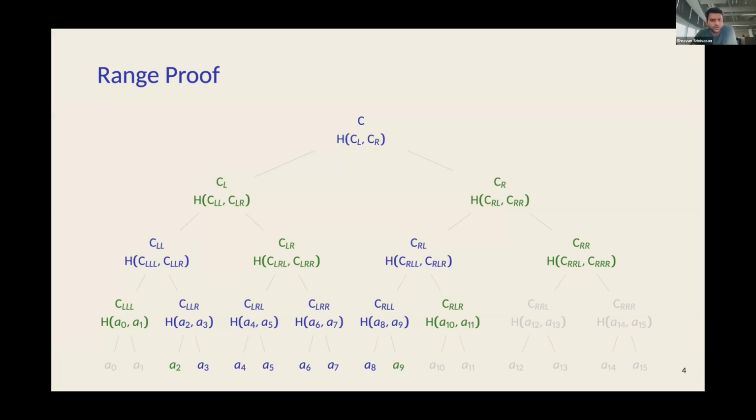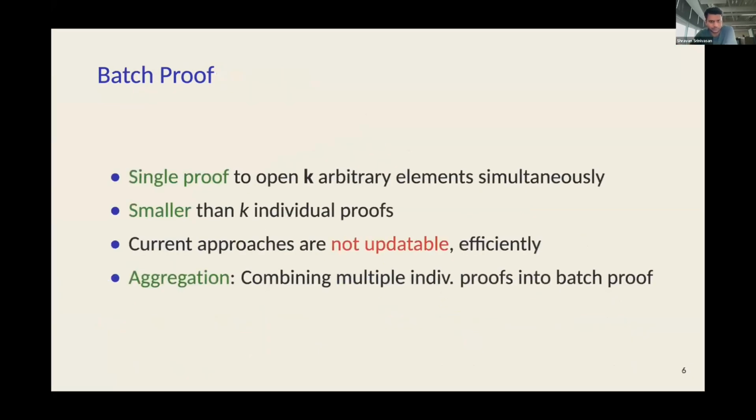Range proofs are also updatable in Merkle trees. Whenever an arbitrary element A12 changes, it is very similar to updating individual membership proofs. Let's say A12 changes by delta, you update the hash paths from A12 to the root. In the places where the green nodes intersect with the path of A12 to the root, those values of the range proof have to be updated. Once you update these values, you have the most up-to-date range proof, which incorporates the change that has happened in position 12. The focus of this talk is more about batch proofs.